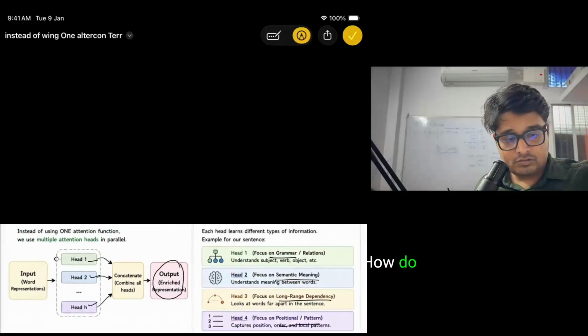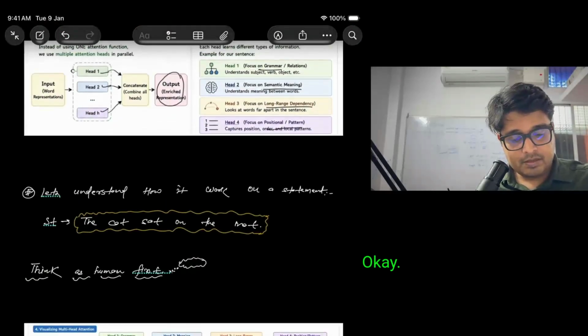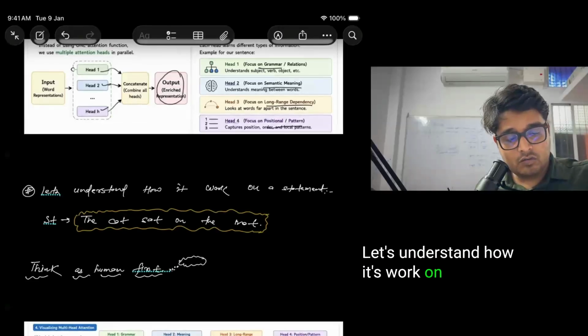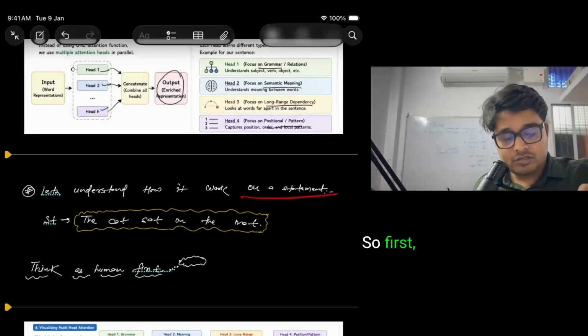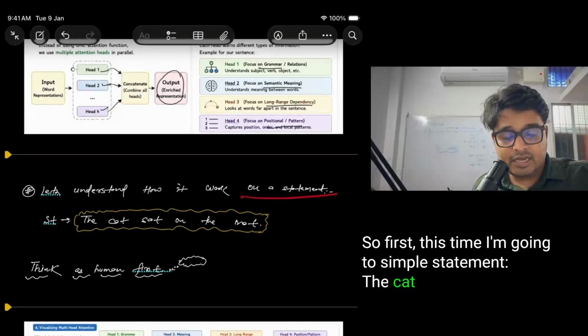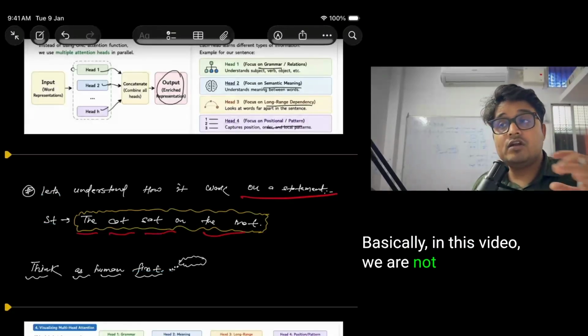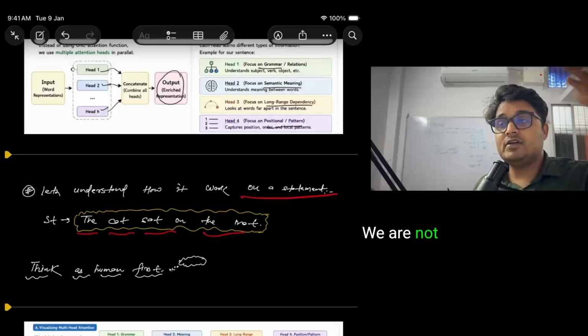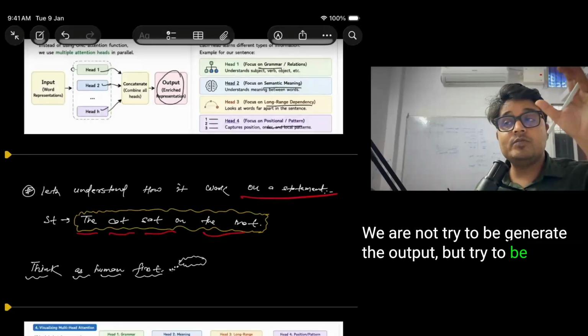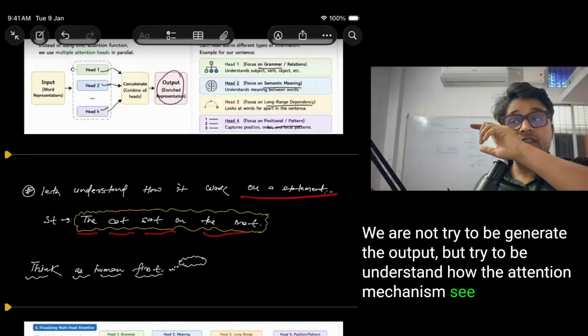Okay, let's understand how it works on a statement. This time I am going to use a simple statement: the cat sat on the mat. Basically in this video we are not trying to optimize the sentence or generate the output, but to understand how the attention mechanism sees these words.